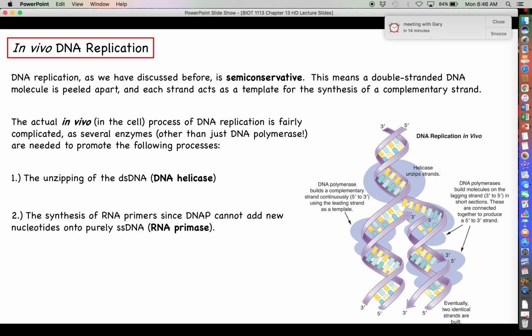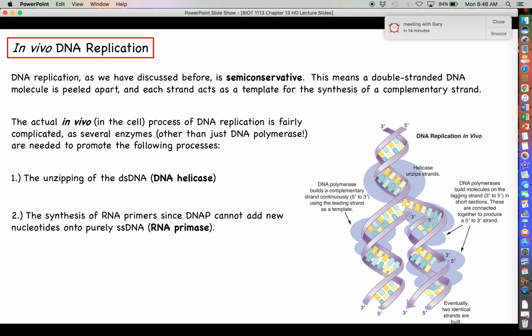So once you have the double-stranded DNA unzipped and you have exposed single-stranded DNA, unfortunately, DNA polymerase doesn't know what to do with that. DNA polymerase can't just bind to a single strand of DNA and make a complementary strand to pair with it. So DNA polymerase needs double-stranded DNA. It needs at least a small segment of double-stranded DNA.